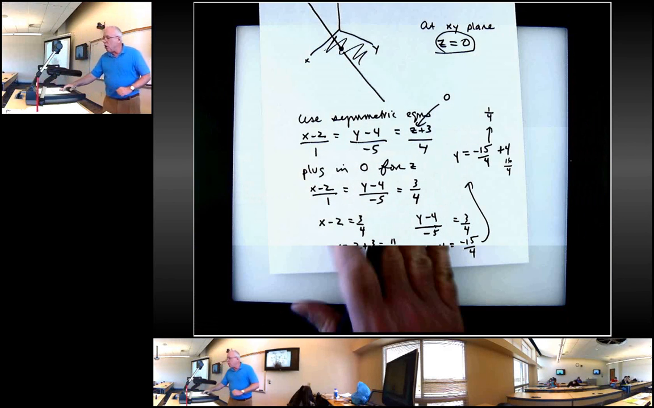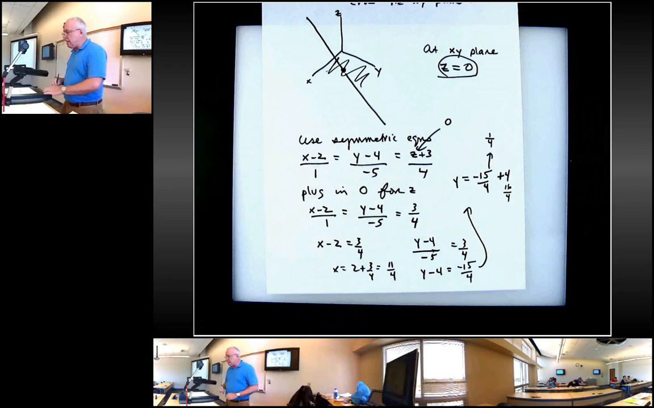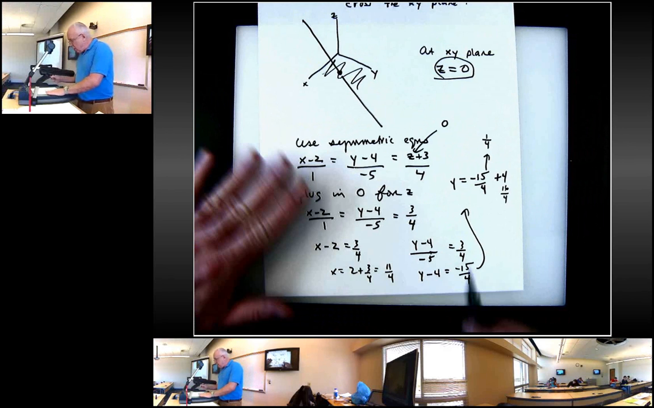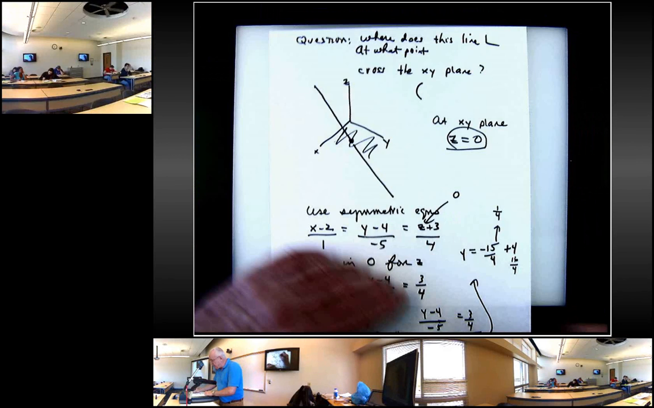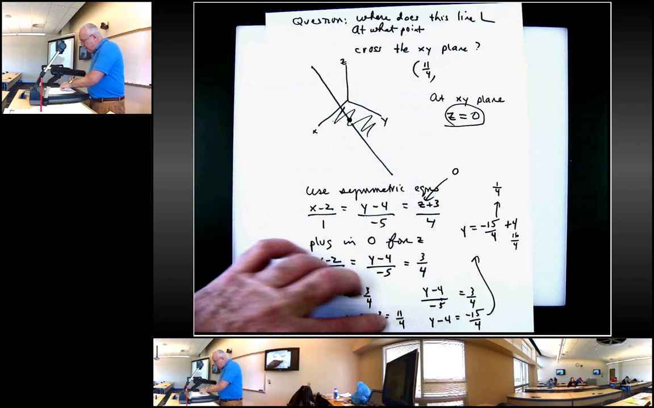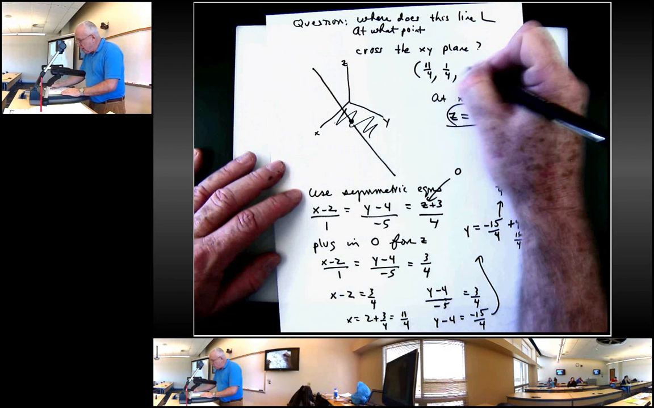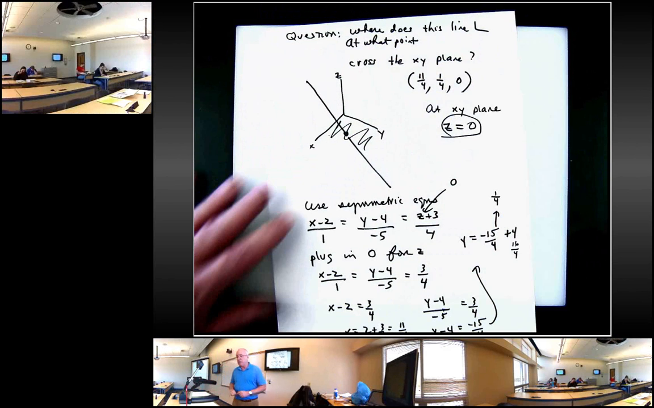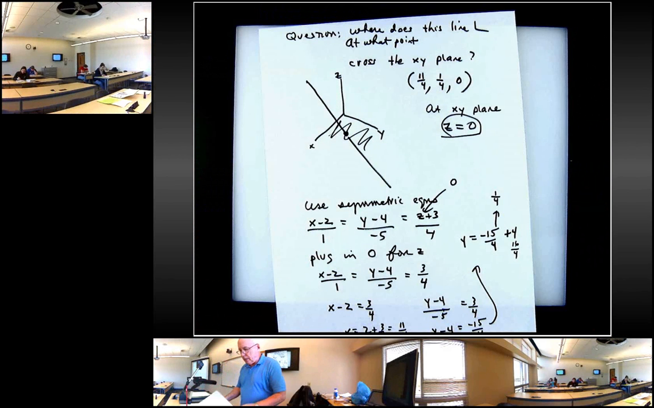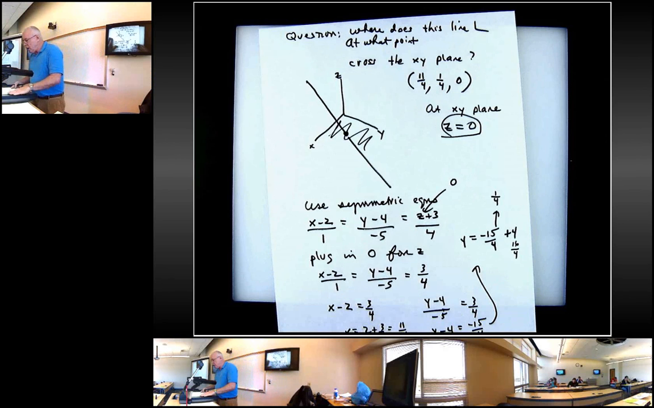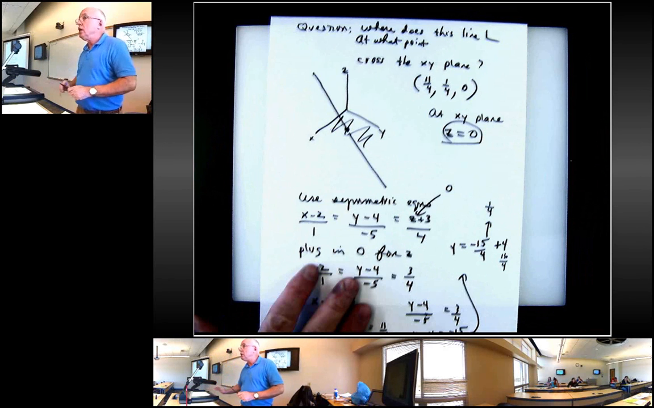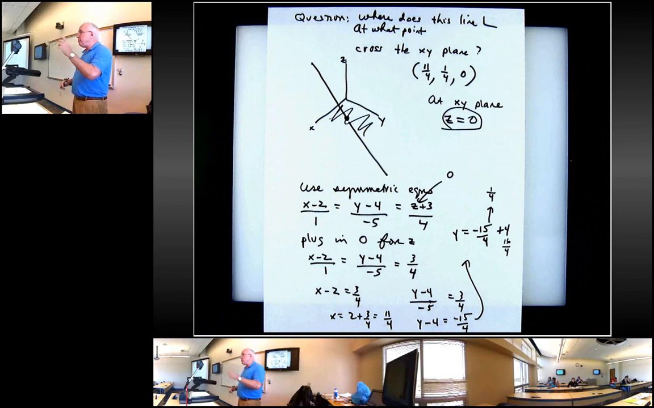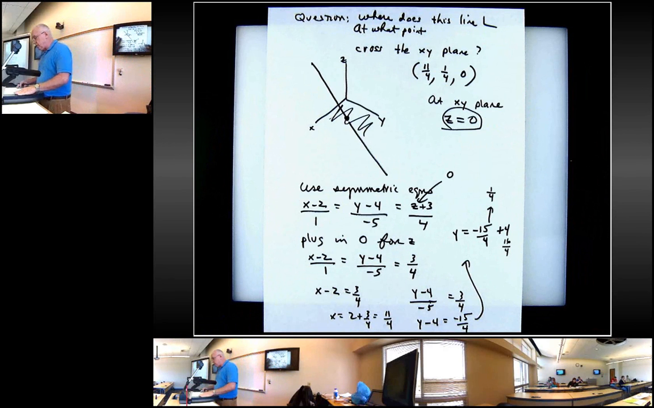So therefore, our question, at what point does this line cross the xy plane? Our answer is going to be this. Okay, the x value is 11 over 4. The y value is 1 over 4, and we know that the z value has to be 0. So a type of question like that makes you think a little bit, because you have to understand that the xy plane occurs when z is equal to 0.